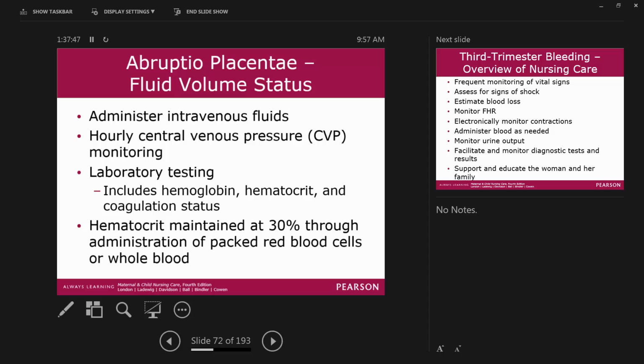Okay, so I'm just going to run through these. So IV fluids, you know, if they've delivered the baby and we're on central venous pressures and all kinds of stuff, then she's in ICU. Okay, this is beyond the scope of your everyday OB nurse.